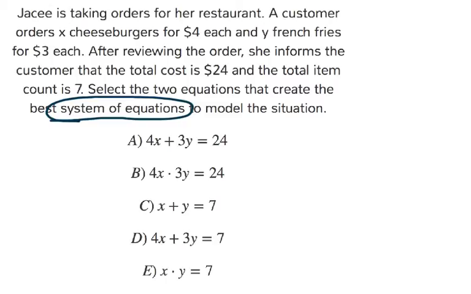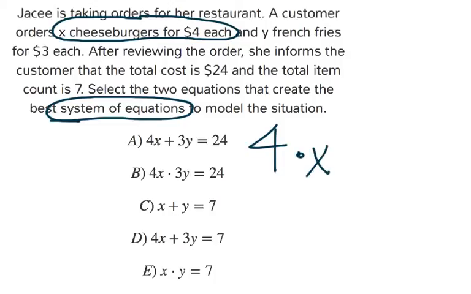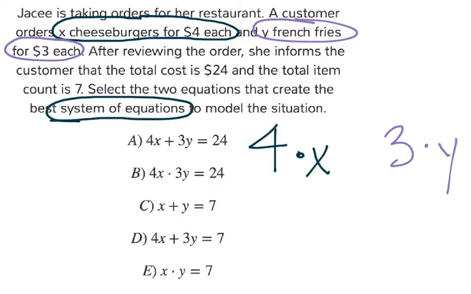JC is taking orders for her restaurant. A customer orders X cheeseburgers for $4 each. Okay, so I'm going to write down 4 times X. That's the cost of all the cheeseburgers that people order. And Y French fries for $3 each. Let me circle that. Y French fries for $3 each. So that is 3 times Y. Okay, so those are going to be part of our system of equations.